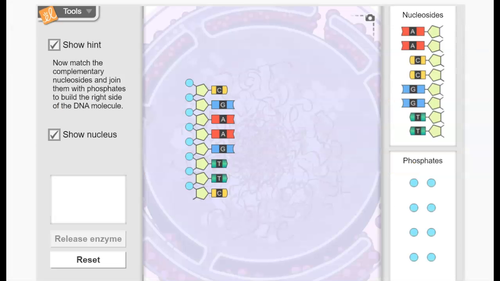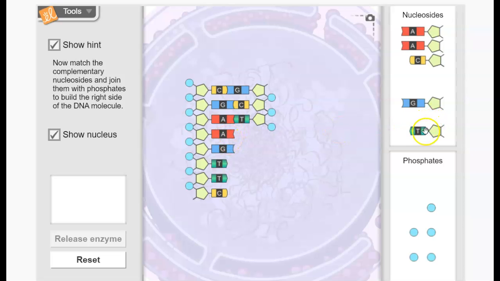So this should look familiar to you. We did this lab last week, I believe. And what I did was already put together one side of the double helix. I'm going to put together the other side of the double helix. Remember, cytosine always bonds with guanine, and guanine will always bond with cytosine. Got to add my phosphate groups. Adenine will bond with thymine always.